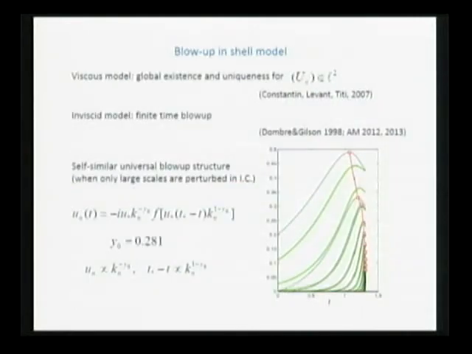For the viscous models, the global existence and uniqueness was proved in 2007. It was a work of Constantin and Levant. If we have an initial condition for this vorticity field in L2, then we have global existence and uniqueness. So everything is very nice. At least, if you project it to Navier-Stokes, it would correspond to everything being okay for Navier-Stokes. Now, for the inviscid model, we know that there is a finite time blow-up.